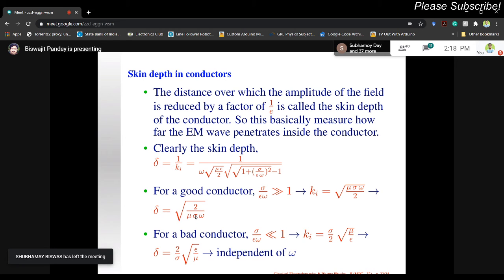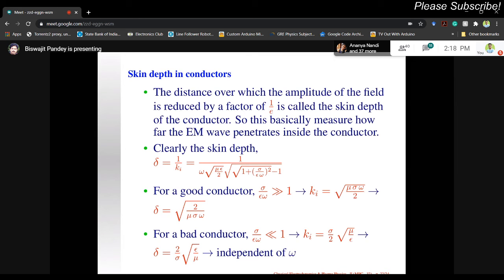There are two competing factors which you should remember here, mu and sigma, right? Because mu is permeability, and it is known that the value of mu in iron is much larger than the mu of copper, right? Whereas sigma of iron is a bit smaller than copper. The conductivity of copper is 6 times the conductivity of iron.